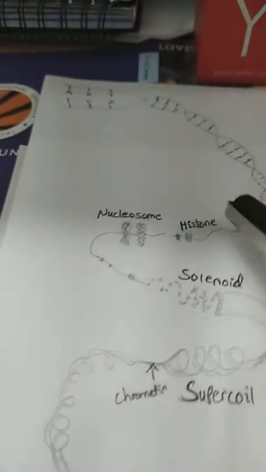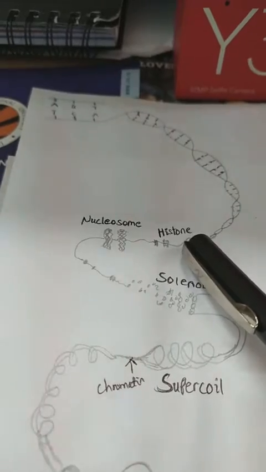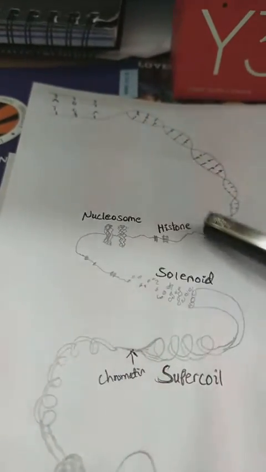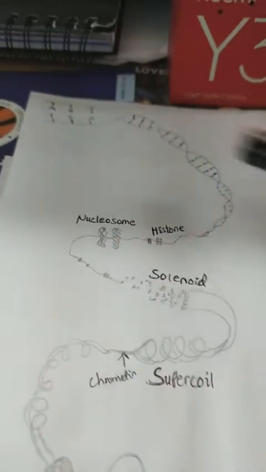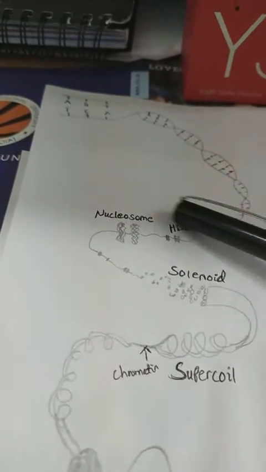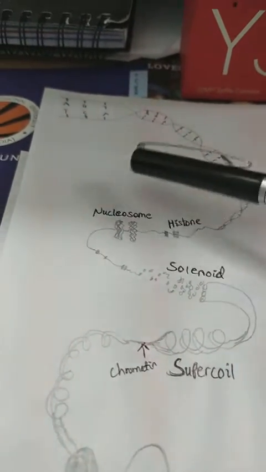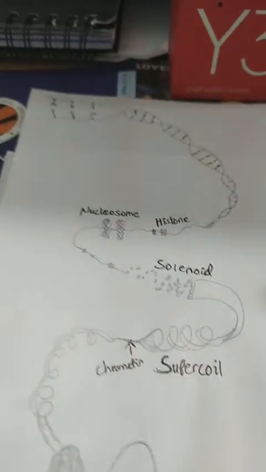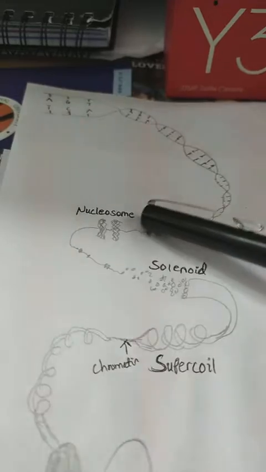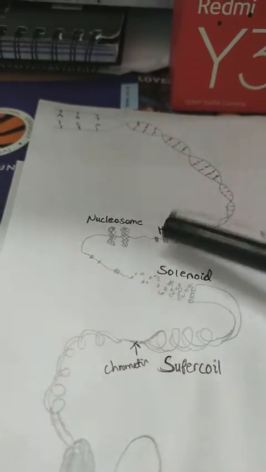At this region, the cell uses a special type of protein known as histone, and it wraps the double helix structure around the histone. So we have this special protein, histone, and around it our double helix structure of DNA is wrapped. This is what happens at this region here.